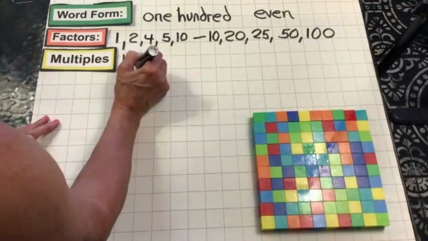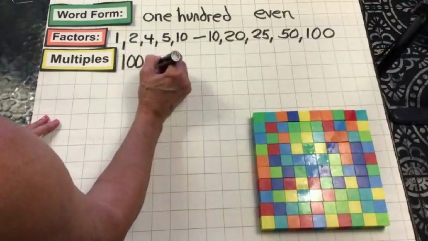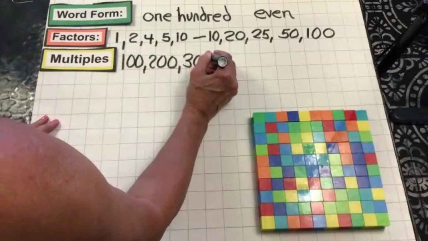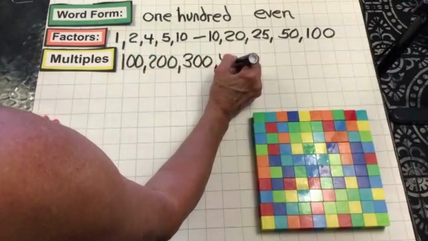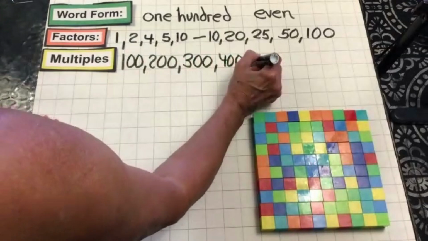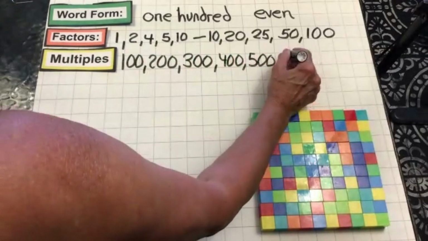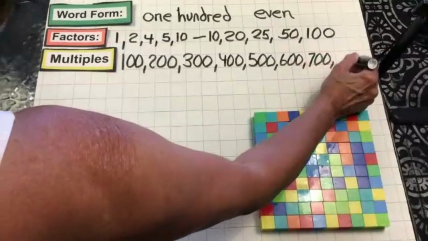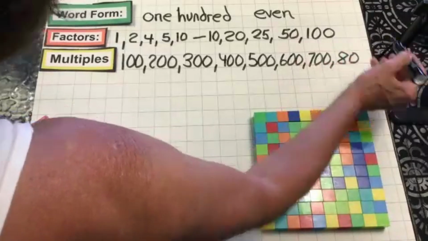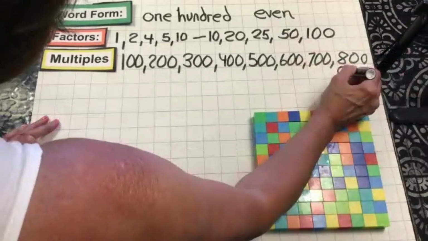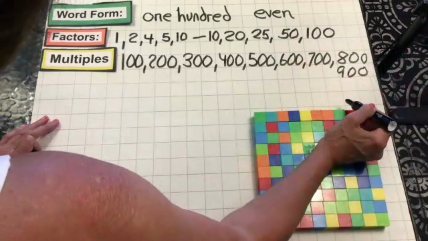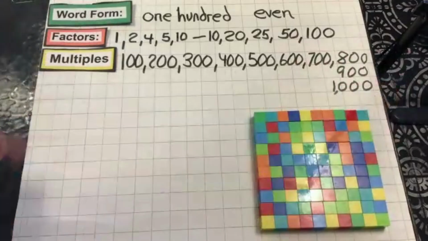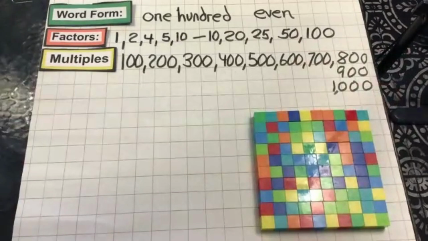We don't have to do much to do our multiples. So 1 times 100 is 100. 2 times 100 is 200. 3 times 100 is 300. 4 times 100, of course, is 400. 5 times 100 is 500. 6 times 100 is 600. 7 times 100 is 700. 8 times 100 is 800. 9 times 100 is 900, and 10 times 100 is 1000. Ooh, that's counting by hundreds.